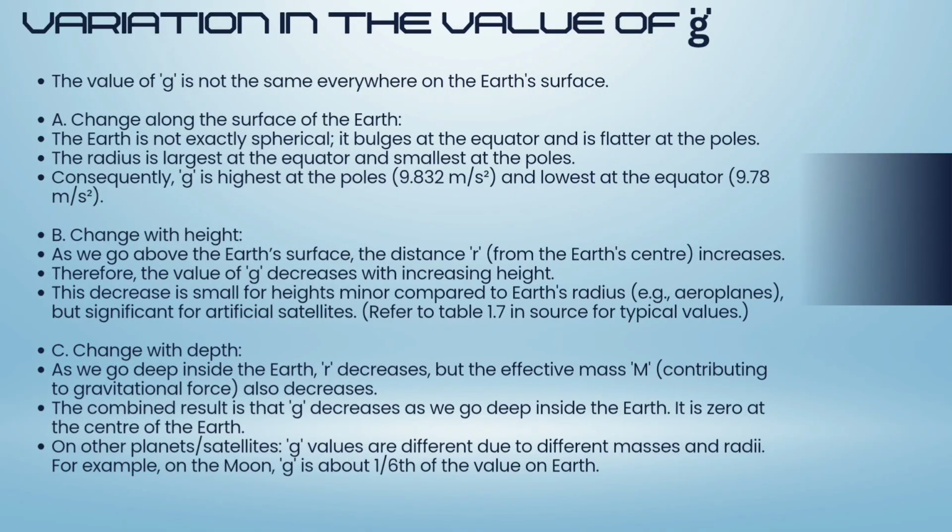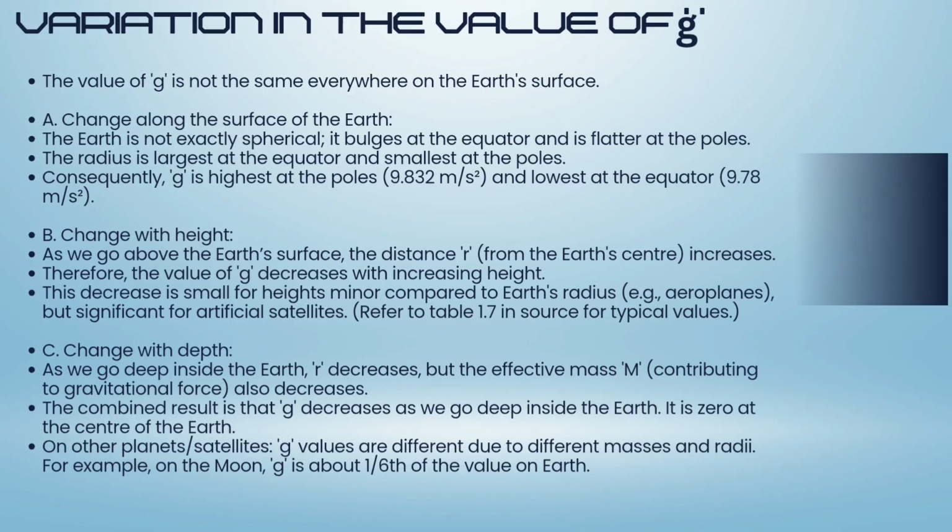Gravity isn't the same everywhere. It's slightly stronger at the poles and weaker at the equator due to the Earth's shape. g also decreases with height above the Earth and depth below the surface. On the Moon, g is about 1/6 of Earth's.